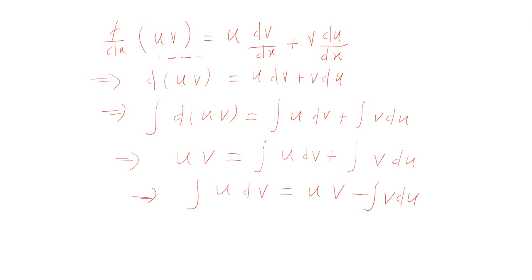Take integral on both sides. Integral d of uv is equal to integral u dv plus integral v du. LHS gets reduced to simply uv. uv is equal to integral u dv plus integral v du. Therefore ultimately I get the formula integral u dv is equal to uv minus integral v du.